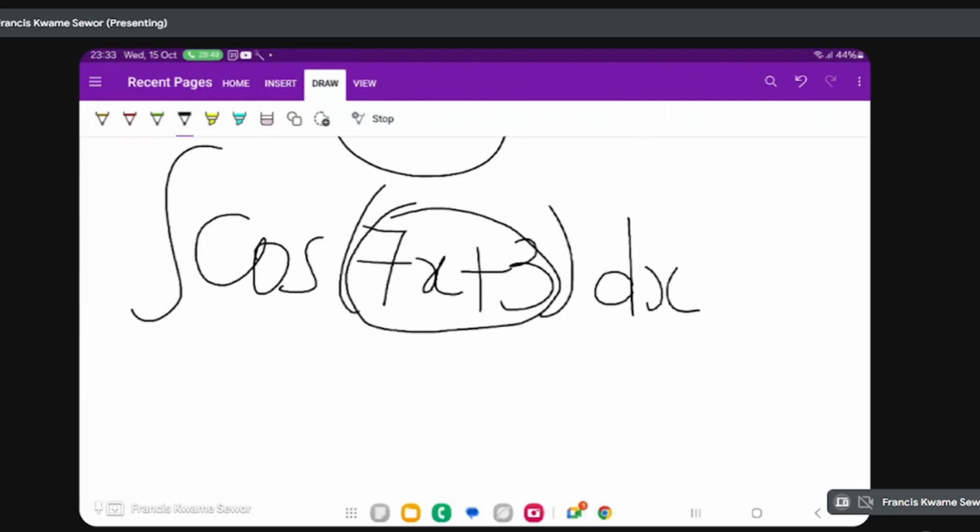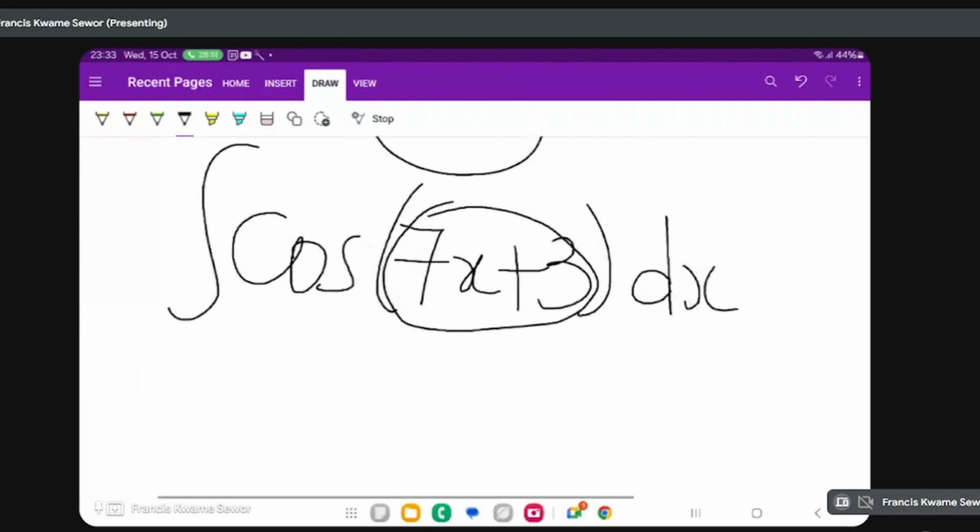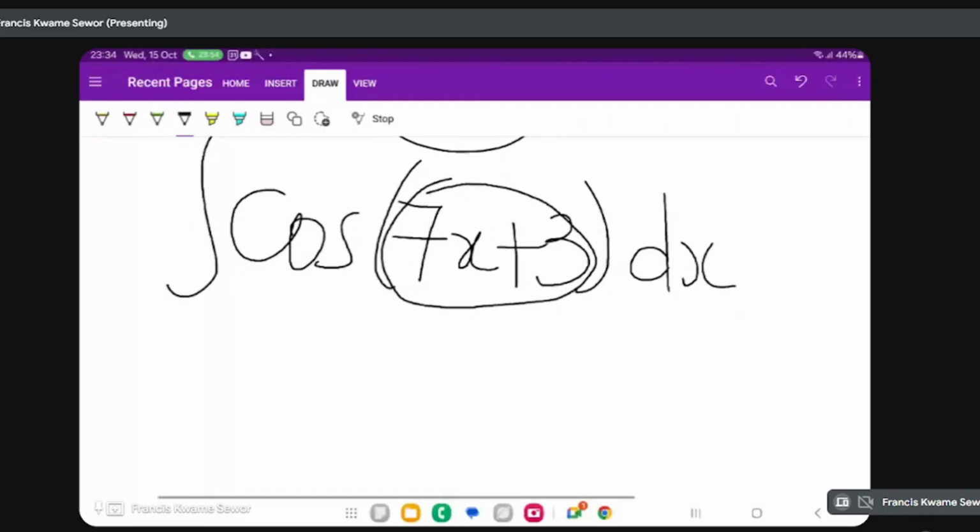Since it will give you a constant and there's nothing at the other side to cancel, what you have to notice is that if the functions are not multiplying, there's always a constant here.